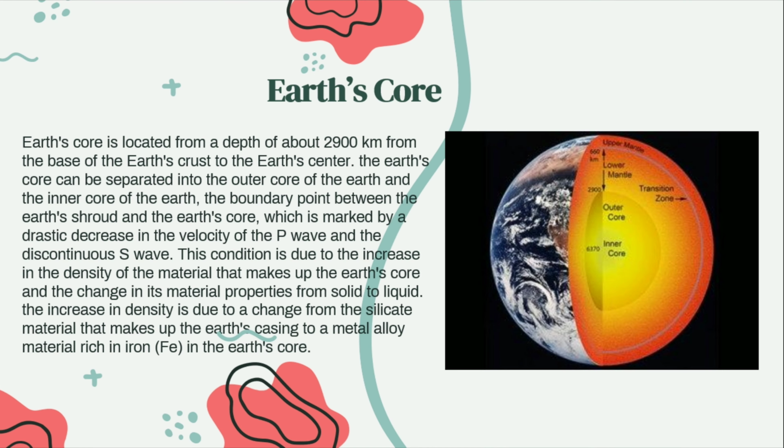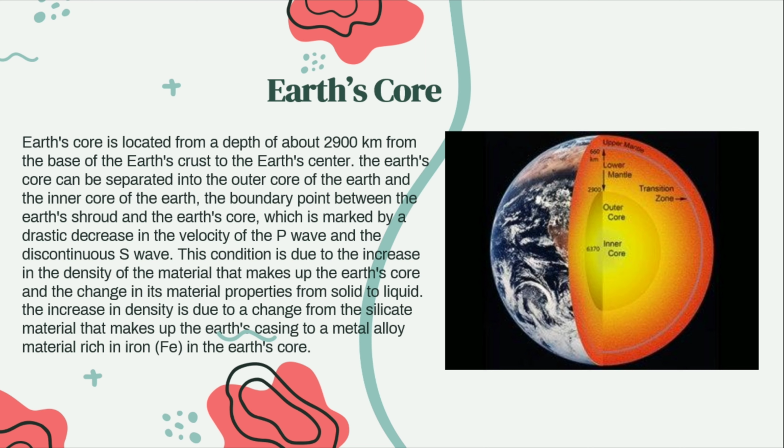Earth's core. The Earth's core is located at a depth of about 2,900 km from the base of the Earth's crust to the Earth's center. The Earth's core can be separated into the outer core of the Earth and the inner core of the Earth. The boundary between the Earth's mantle and the Earth's core is marked by a drastic decrease in the velocity of the P wave and the discontinuous S wave.